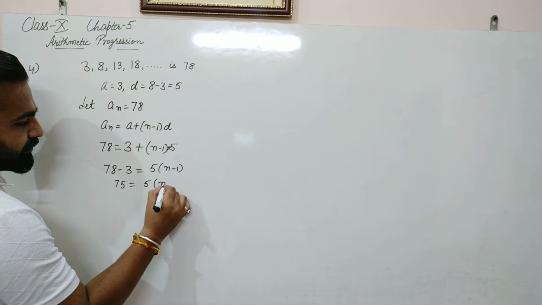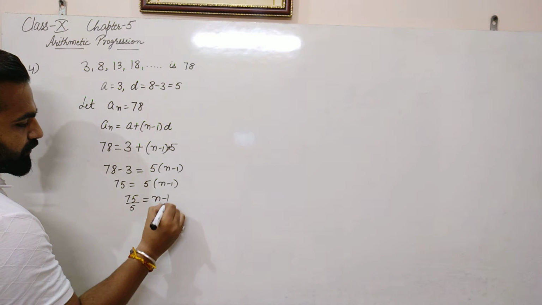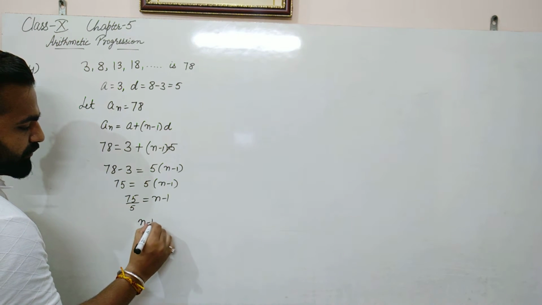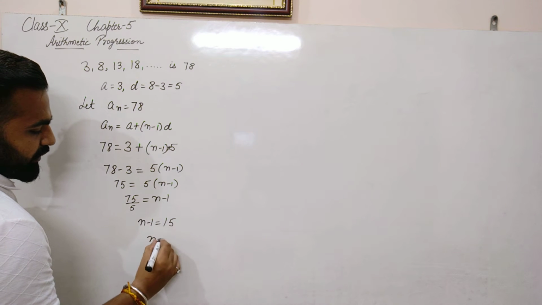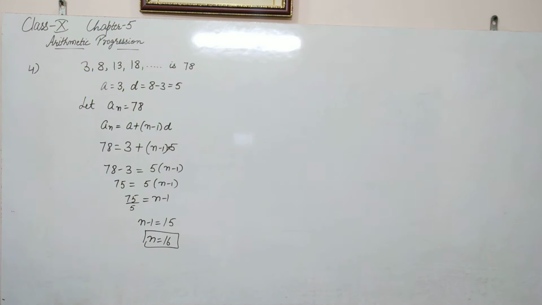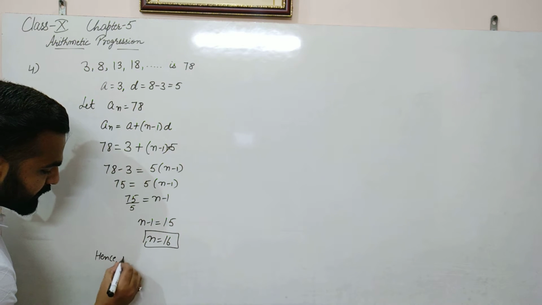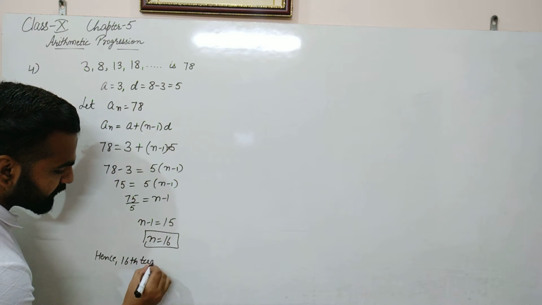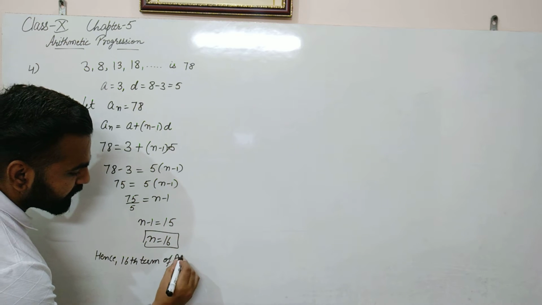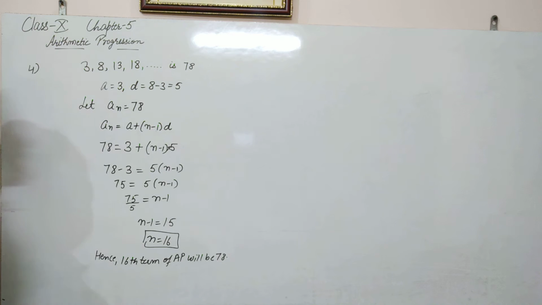That is 75. 5 will go in division, so this will be equal to 15. So here N will be equal to 16. So from here we can see that the 16th term of the AP will be 78. So this was question number 4.